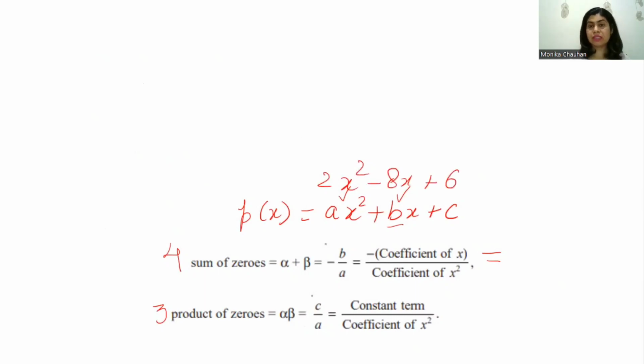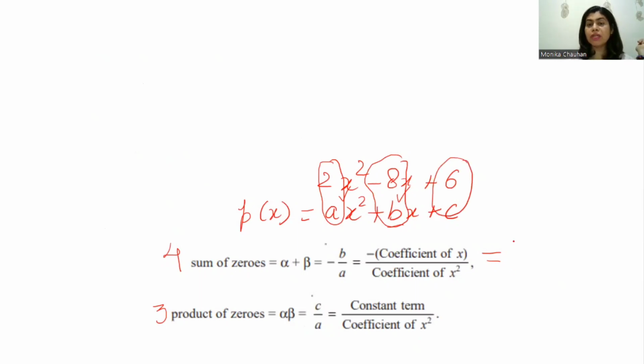I hope this is clear. Now compare. What is a here? 2. What is b here? Minus 8. Compare with the general form above: x square is x square, x is x. And the constant, I am also circling it so it's very easy for you. a is 2, b is minus 8, and c is 6.